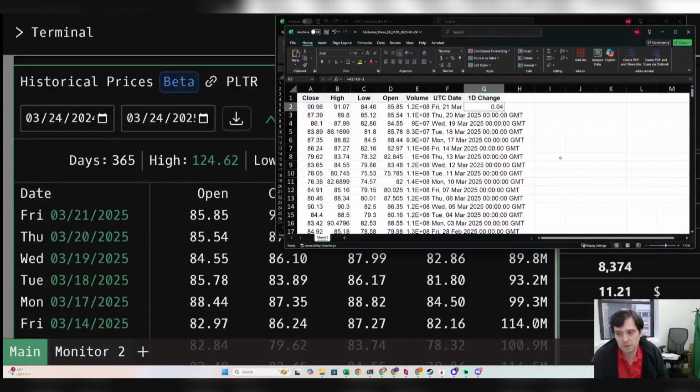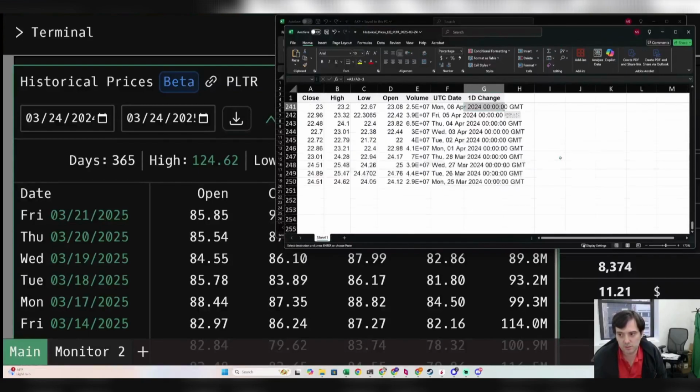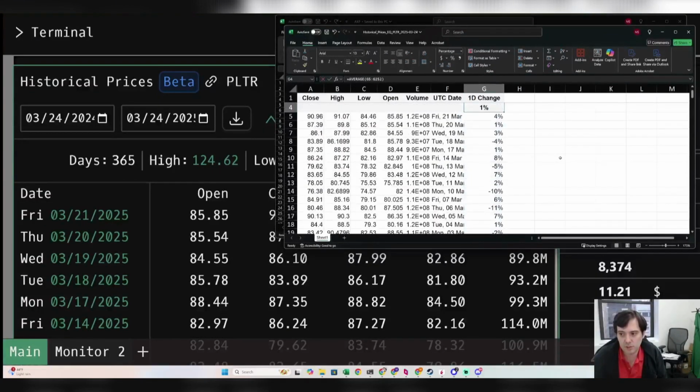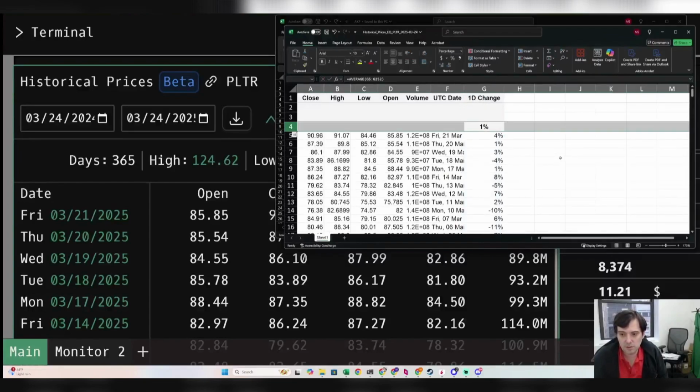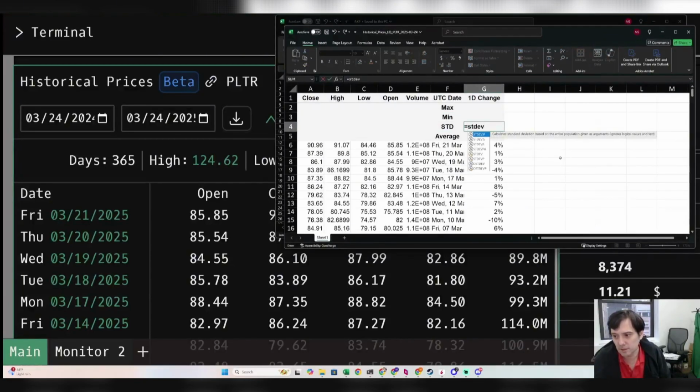Okay. And we just go down for the last year, it looks like. It's the default. Okay. And then we're just going to do mean. In Excel, it's average. Okay. Average. There's 4 key ones you got to look at: average, standard deviation, min, and max. These are the 4 that I really like.